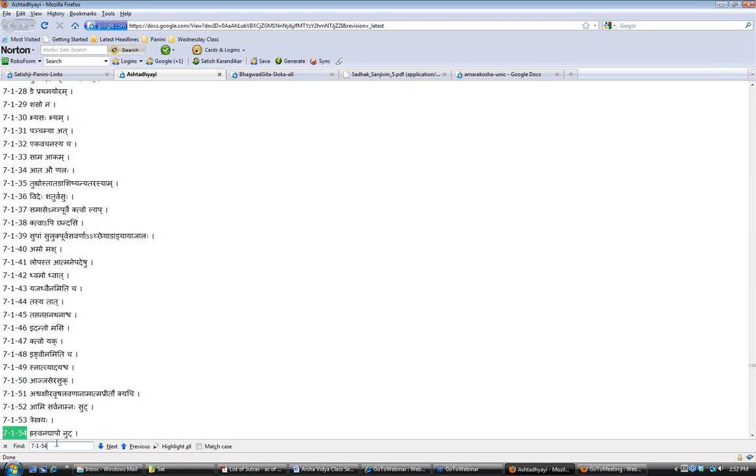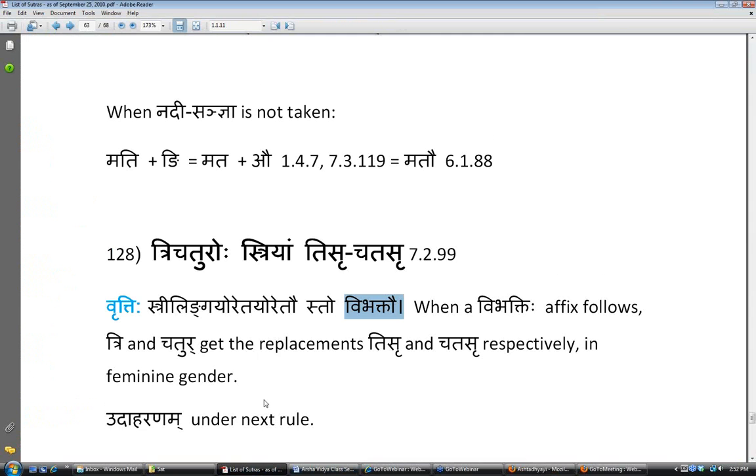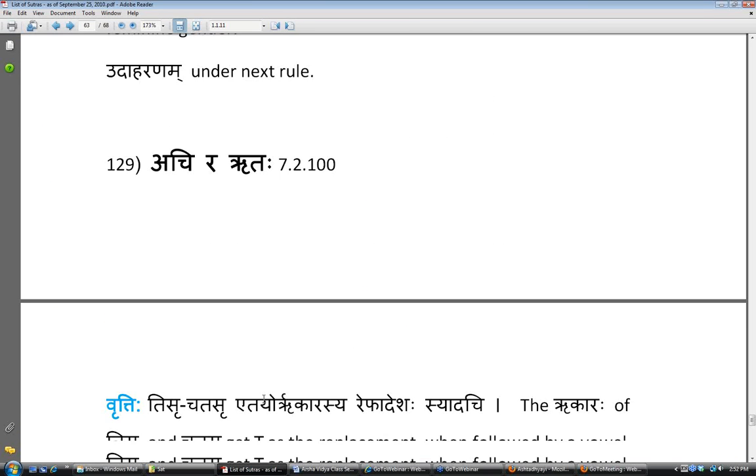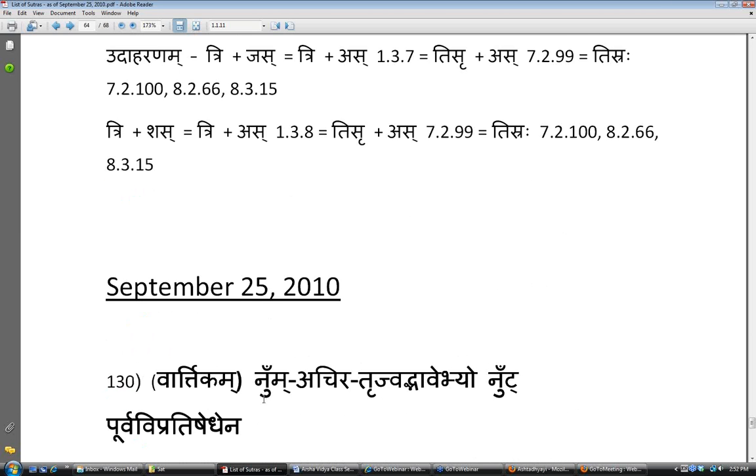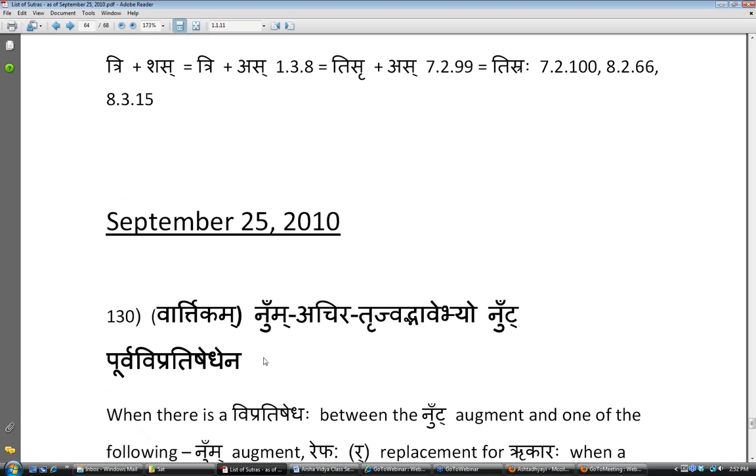Now there are a couple of ways to look at it. First of all, there is a Vartikam in the Kaumudi. The Kashika has it in a different way, which is also a good way; we'll look at that also. In the Kaumudi, though, there's a Vartikam which says Num Achira Trijvad Bhavebhyo Nut Purva Vipratishedhena.